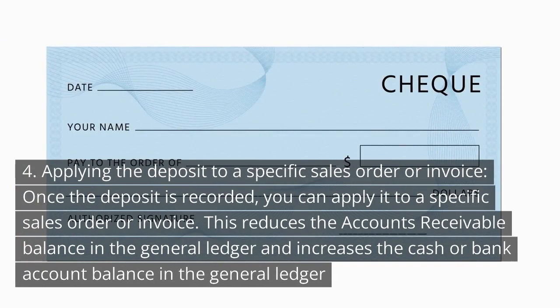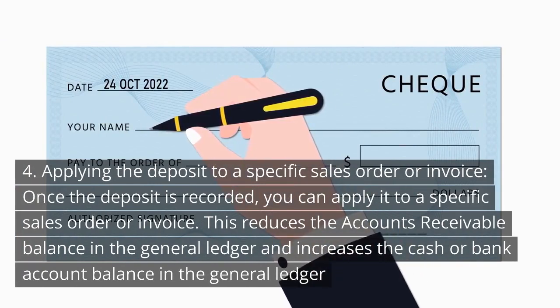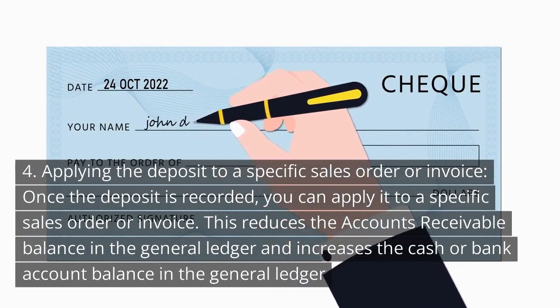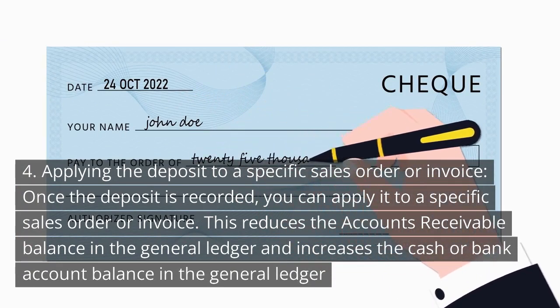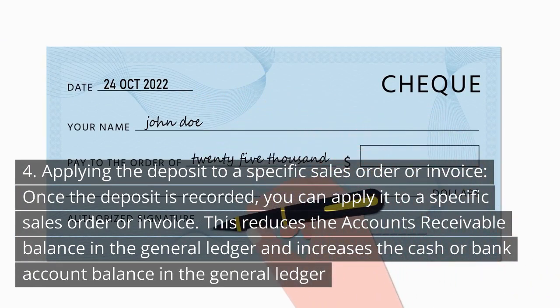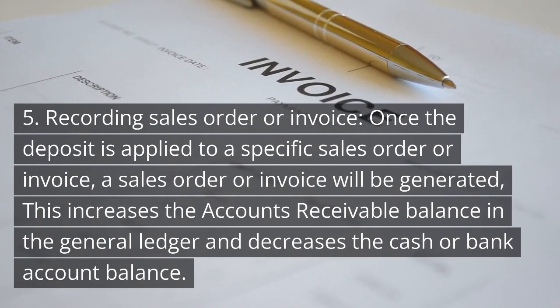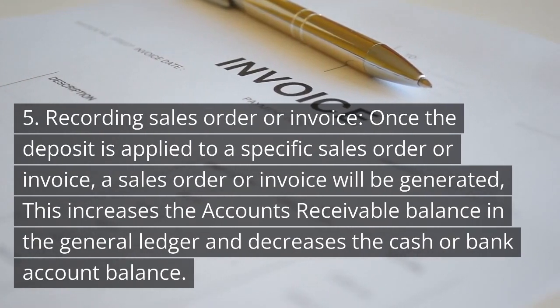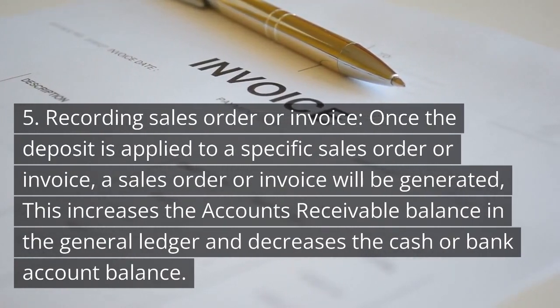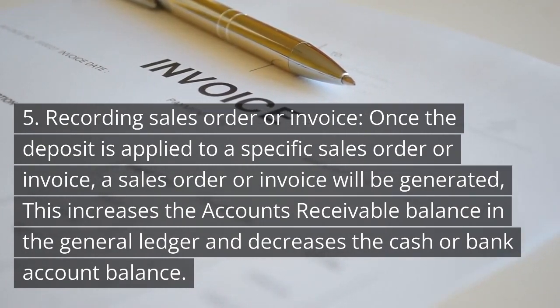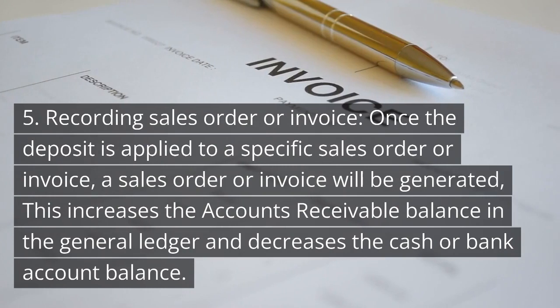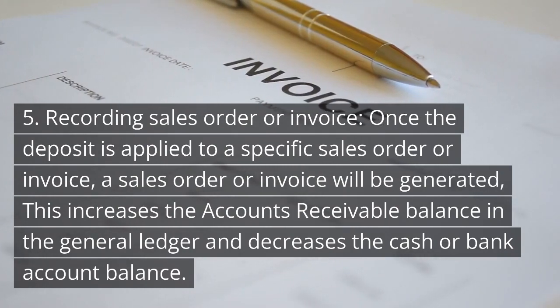4. Applying the deposit to a specific sales order or invoice. Once the deposit is recorded, you can apply it to a specific sales order or invoice. This reduces the accounts receivable balance in the general ledger and increases the cash or bank account balance in the general ledger. 5. Recording sales order or invoice. Once the deposit is applied to a specific sales order or invoice, a sales order or invoice will be generated. This increases the accounts receivable balance in the general ledger and decreases the cash or bank account balance.